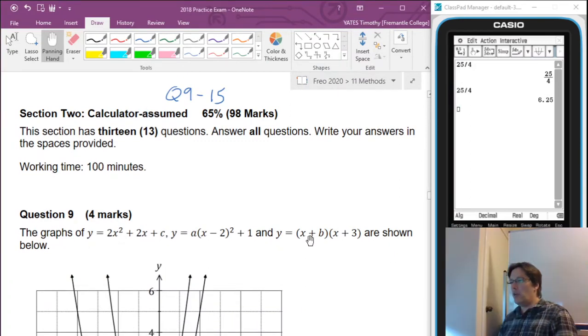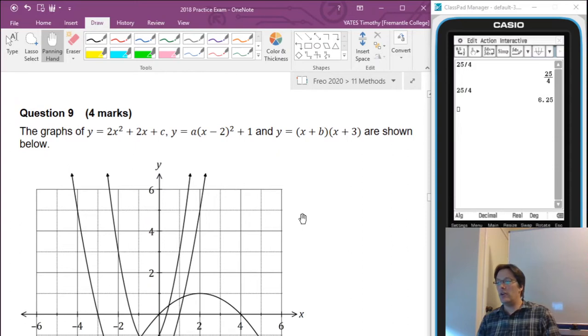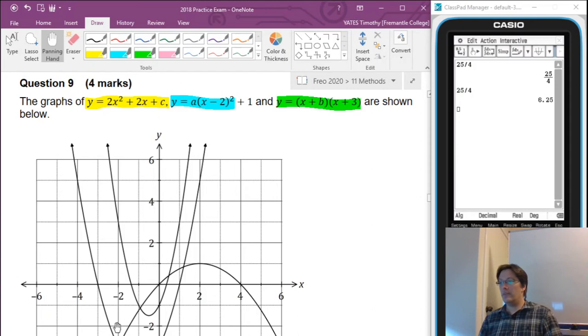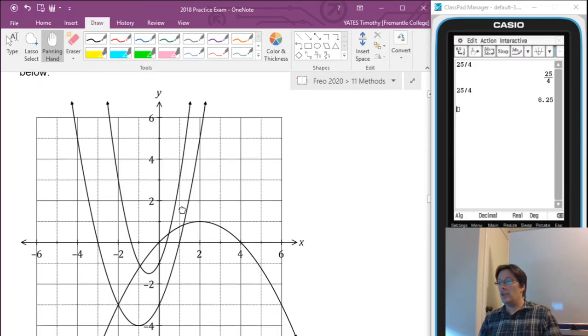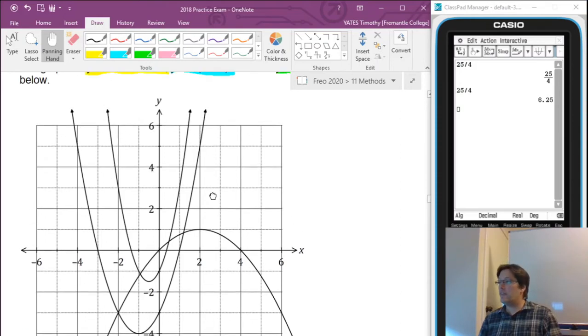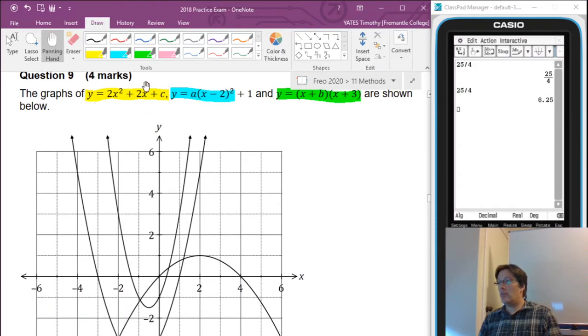Now, question 9, we've got the graphs of a few parabolas. We've got y equals 2x squared plus 2x plus c. We've got one that's y equals a brackets x minus 2 all squared plus 1. And we've got y equals x plus b, x plus 3. So we should be able to tell from the graphs down here which one is which. And what we're going to need to do is to work out the values of a, b, and c for this one. So let's start by working out what's what.